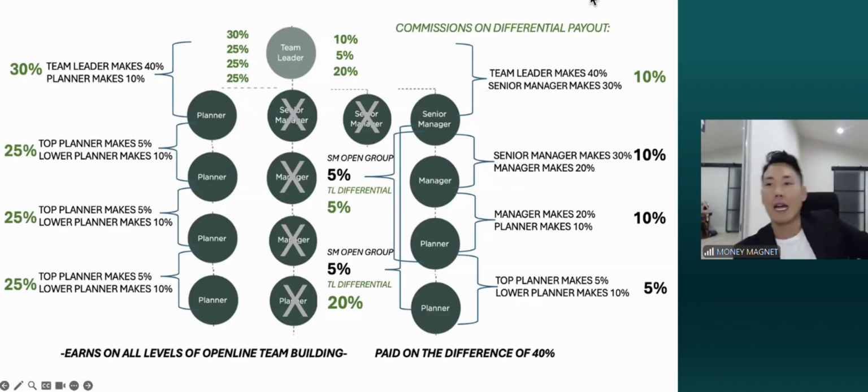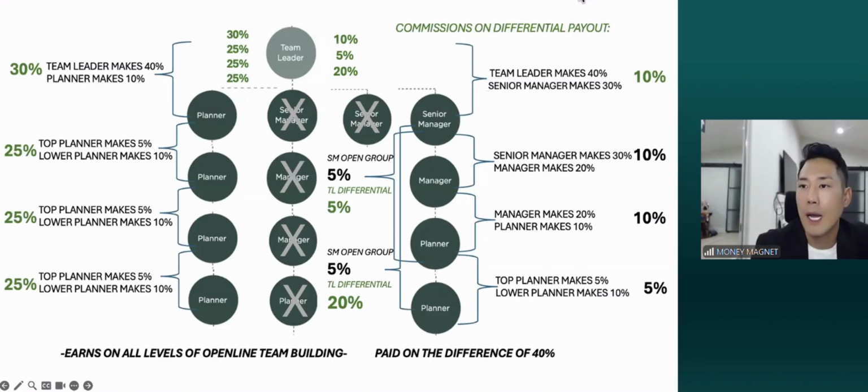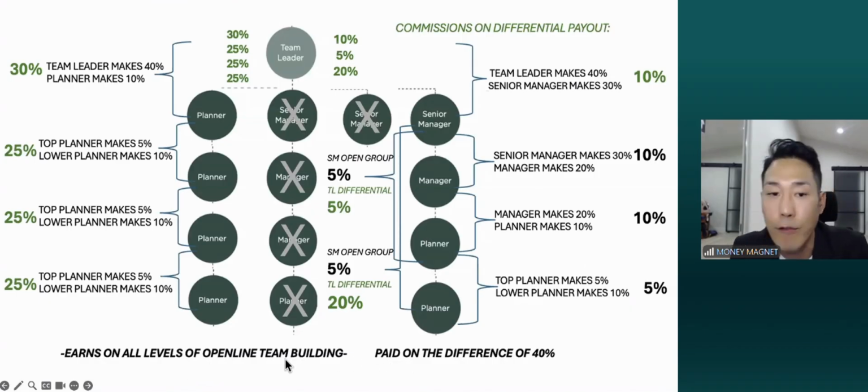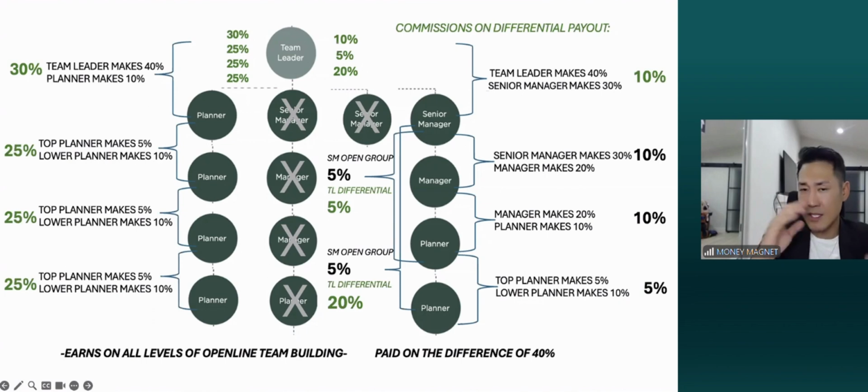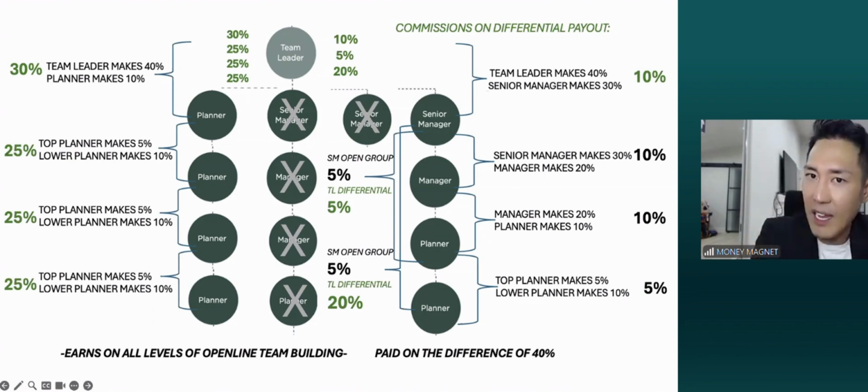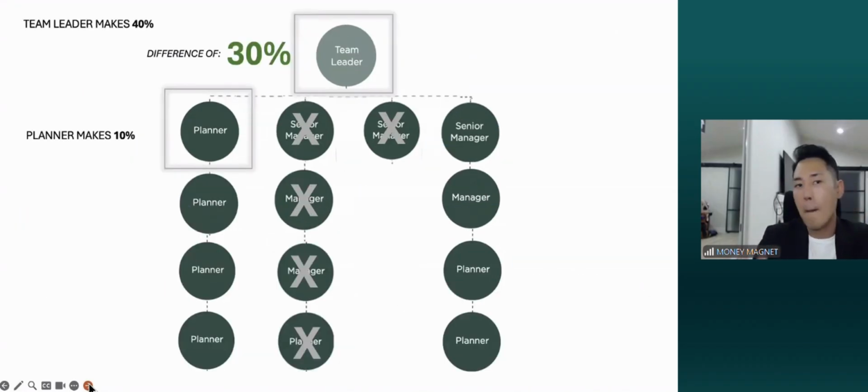So for those of you that need a calculator, pull up your calculator app on your phone. We're going to have some fun. What I'm going to do is break down the commission on differential payout of how team leaders make lucrative money. I stated they earn on all levels of open line team building and they are paid on the difference of 40%. So team, tonight, I want you to focus only on the left side of the screen. I'm going to break it down bite by bite.